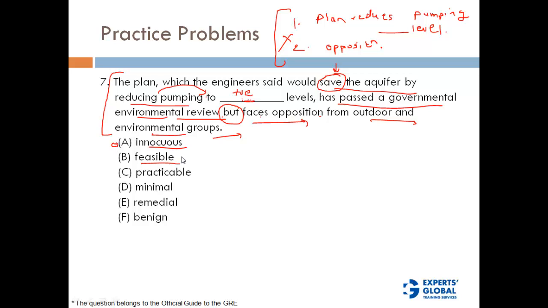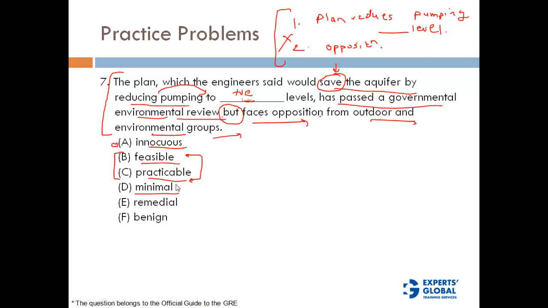Feasible. Okay, feasible, and let's look at this one also. Practical. Both of them mean the same thing, right? So plans are practical and feasible, but are they necessarily positive? We are looking for a positive word. So we are not very sure. They don't always mean positive. Let's keep them for now.